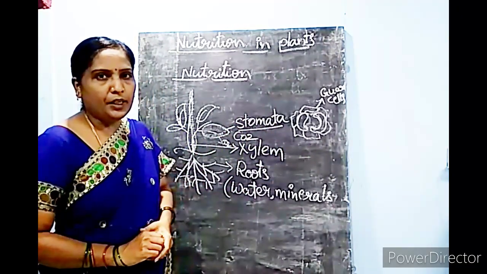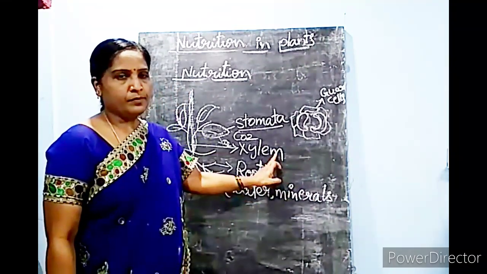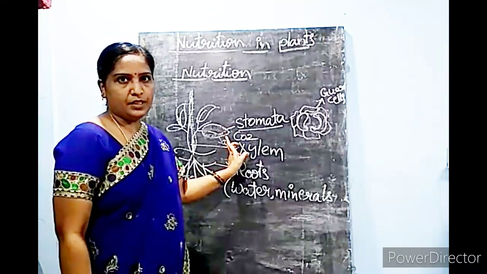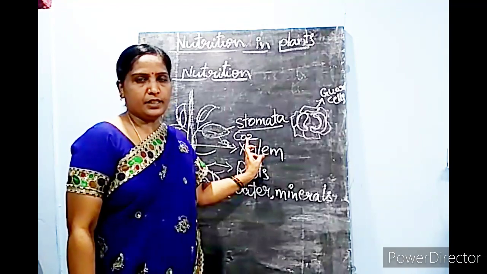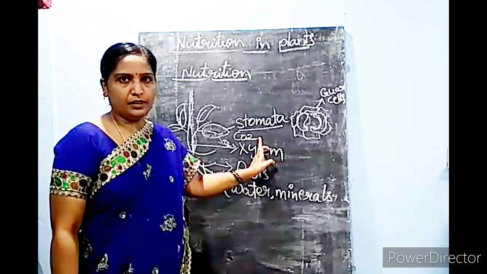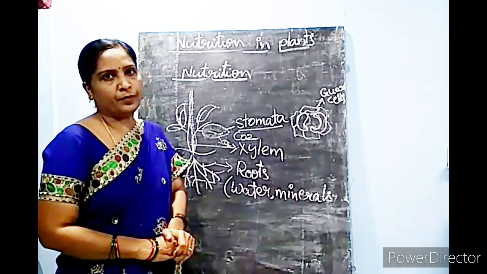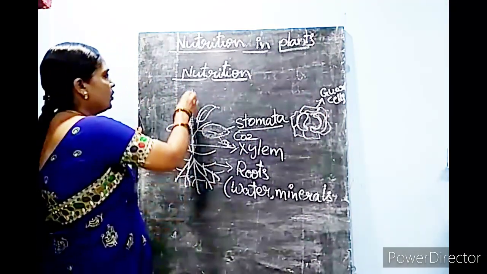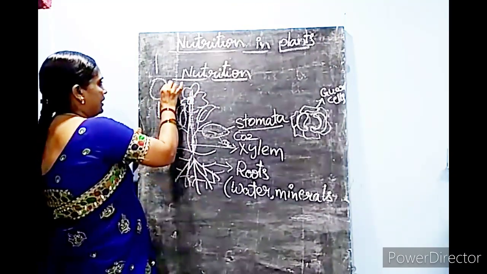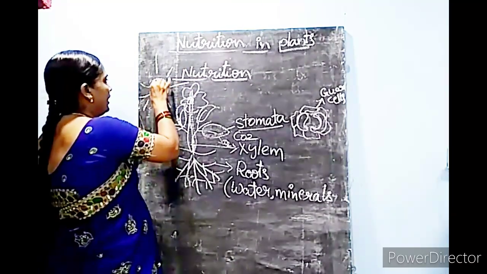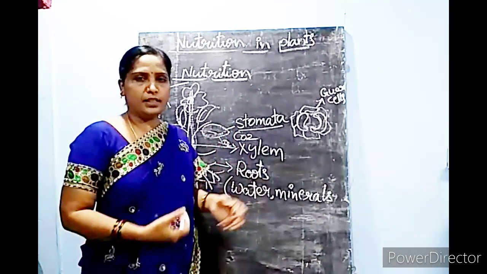So now how many raw materials are they taking? One is water and minerals through xylem and they transport it to the leaves. Leaves have tiny openings on the surface. Those are known as stomata. Stomata opening and closing is controlled by guard cells. And what else is it using? The most essential thing is that, sunlight. Sunlight is very essential to carry out this photosynthesis process.